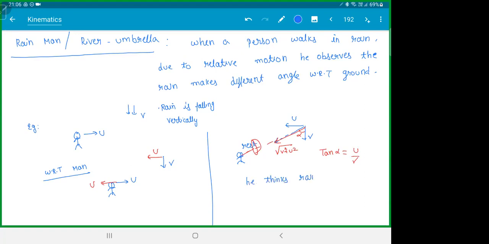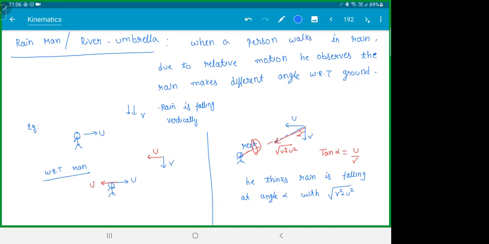So he thinks the rain is falling at angle alpha with root over v square plus u square. Whereas in reality, the rain is actually falling with v vertically, but the whole perception changes. You can actually see this when you're going in a train or a car. Next time, observe that when it rains and your car is at rest, the rain is falling vertically. The moment the car starts moving, you'll observe the rain is also actually bending.